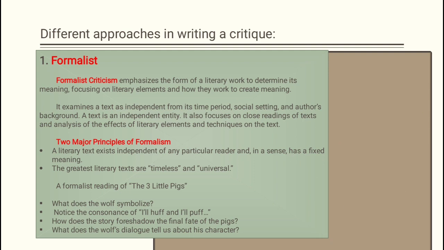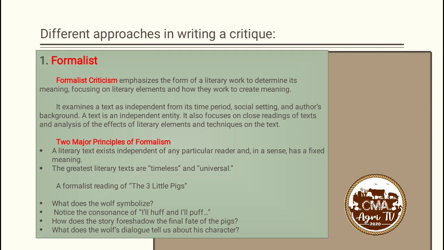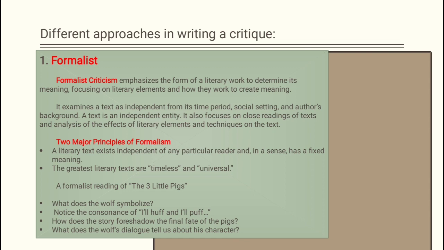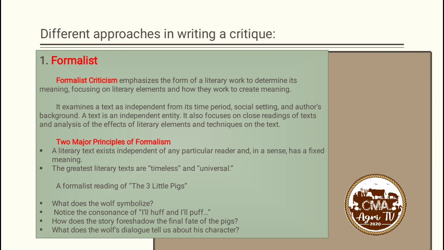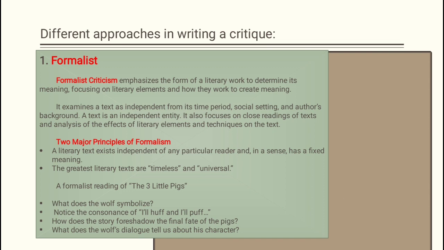The first one is formalist criticism. When we say formalist criticism, it emphasizes the form of a literary work to determine its meaning, focusing on the literary elements and how they work to create meaning. So what are those literary elements?